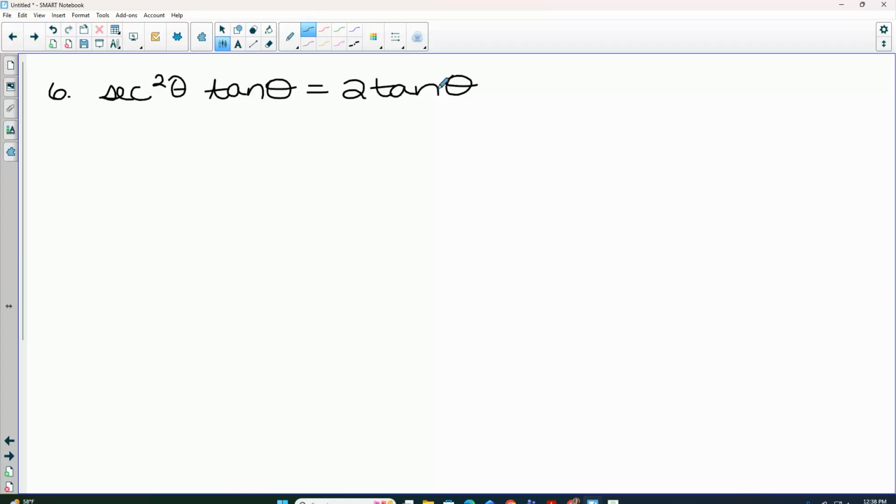I saw 2 different approaches on this. A few people used a Pythagorean identity to replace the secant squared, which definitely works. And some people just start out by bringing over this 2 tangent theta. So either option will get us there.